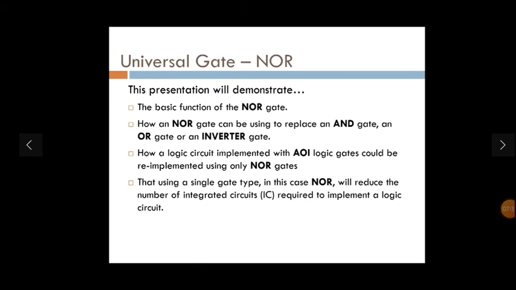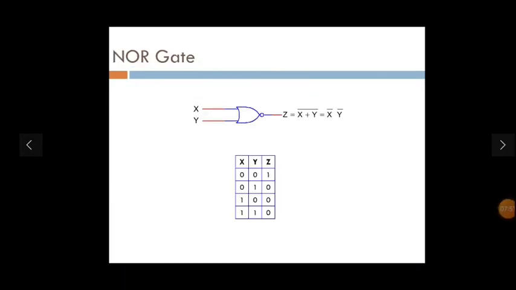Just as all other gates can be realized using a NAND gate, they can also be realized using a NOR gate. So the NOR gate is also known as a universal gate. However, the NAND gate is widely used compared to the NOR gate. See the NOR gate. This is the NOR gate. X and Y are two inputs and Z is the output of the gate.